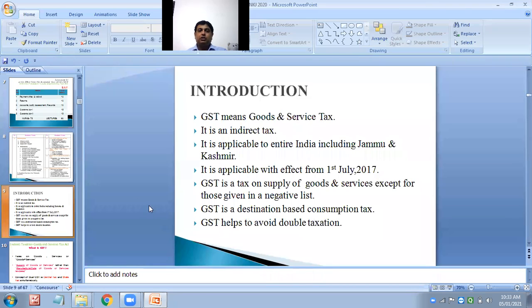It helps to avoid double taxation. You have seen there are no possibilities of double taxation. Everyone, might be wholesaler, might be retailer, might be manufacturer, they are paying their share of tax. What they are liable to pay.